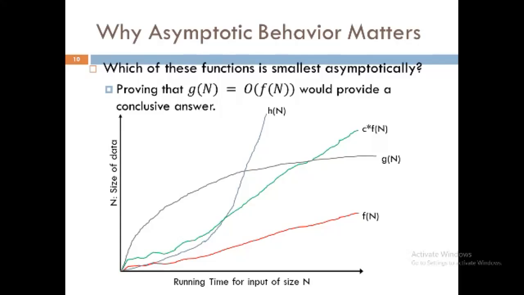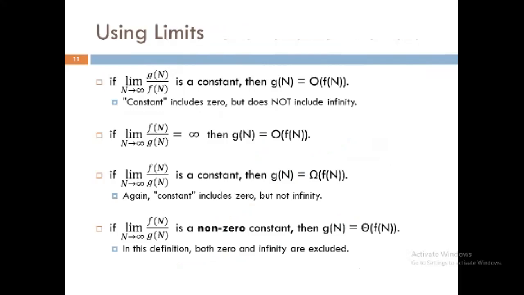The second area deals with the function f of n. There are some limits we generally use. If the limit as n tends to infinity of g of n upon f of n is a constant value, then we should go for g of n is equal to big O of f of n, where this constant includes 0 but not the infinity value. Secondly, if the limit as n tends to infinity of f of n upon g of n is equal to infinity.